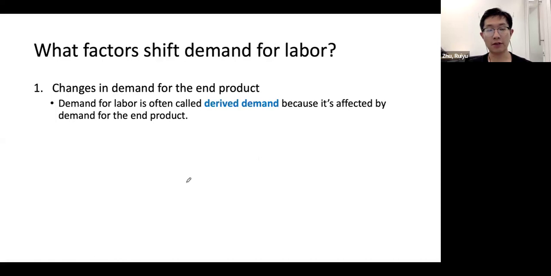Firstly, changes in demand for the end product will shift the labor demand, because suppose the demand for the end product increases, the company will find it profitable to expand the production, so they will demand more labor. So the increase in the demand for the end product will increase the demand for labor, right?